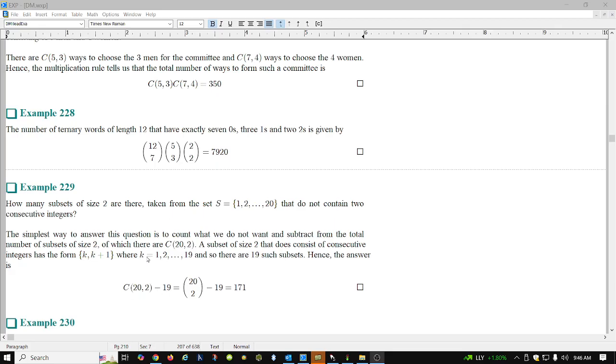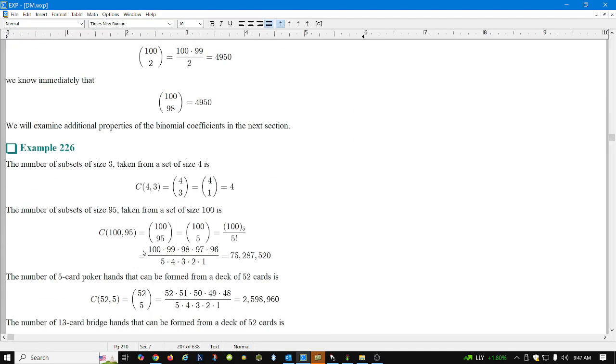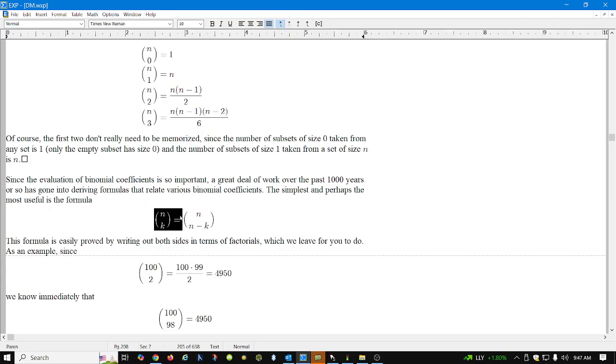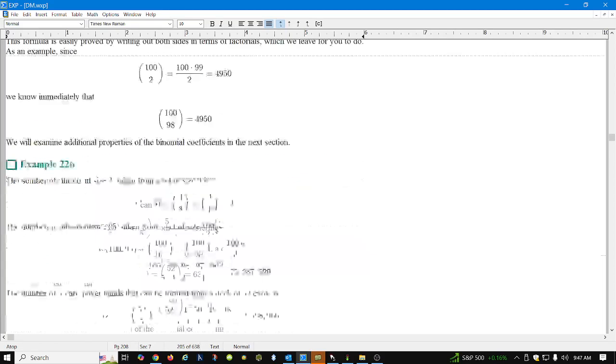In fact, there are only 19 possible subsets of size 2 that you don't want, whereas there are 171 that you do want. Okay. So it's easier to count the small number that you don't want and subtract. It's this formula here, really, counting what you don't want.